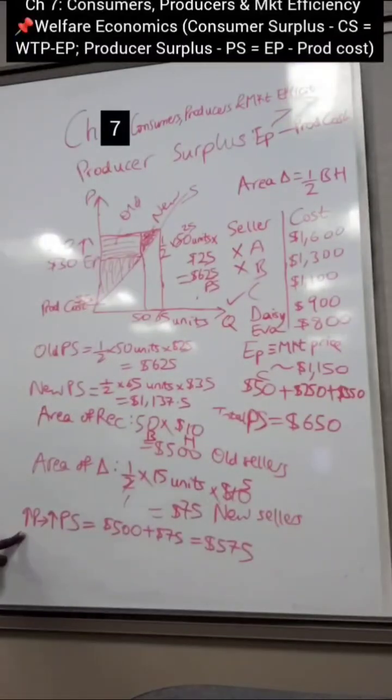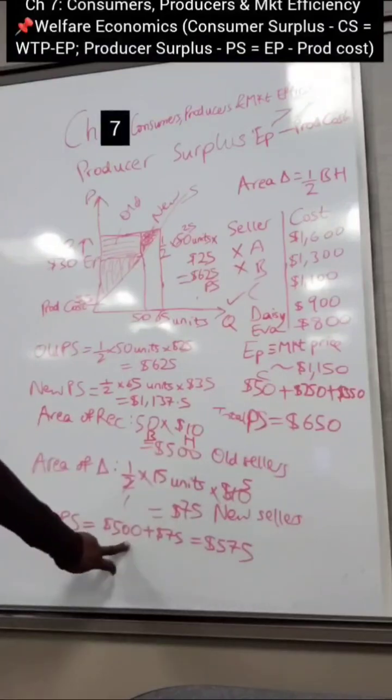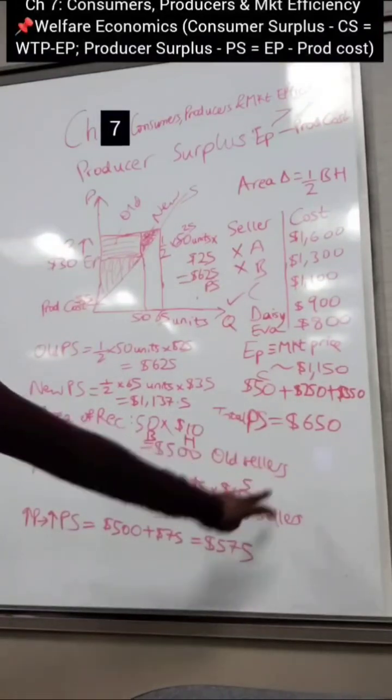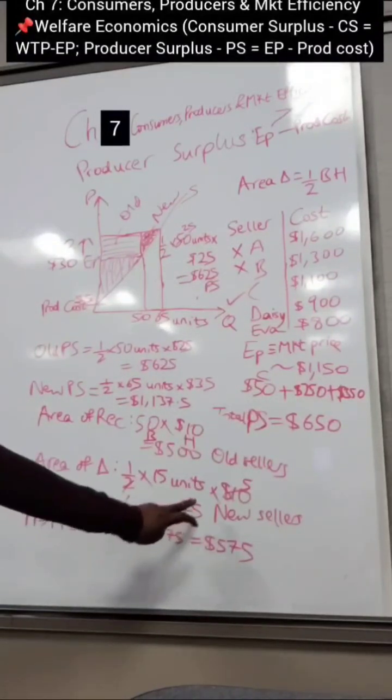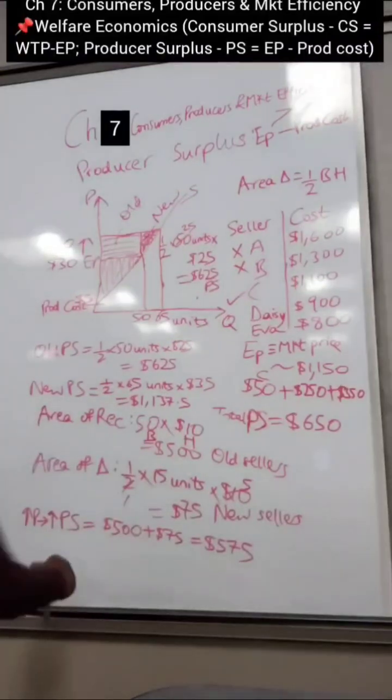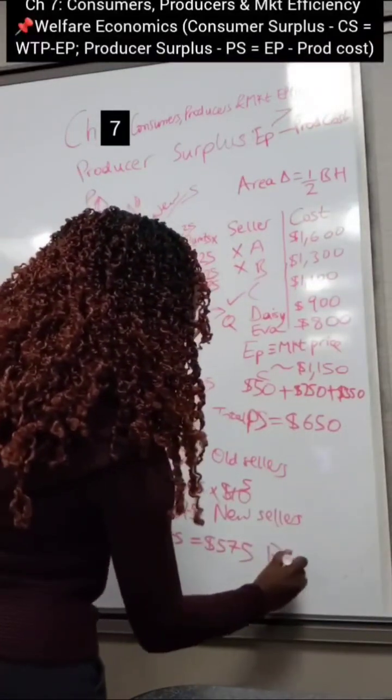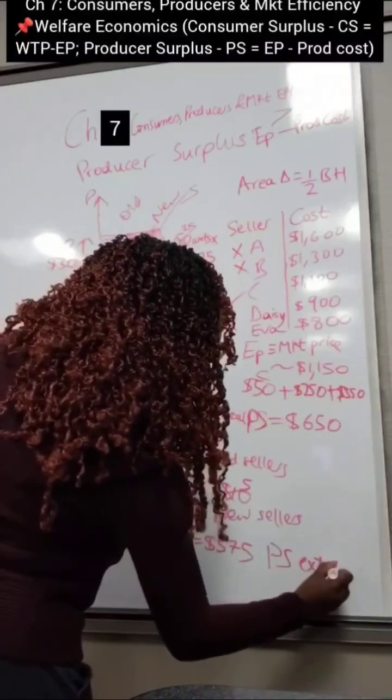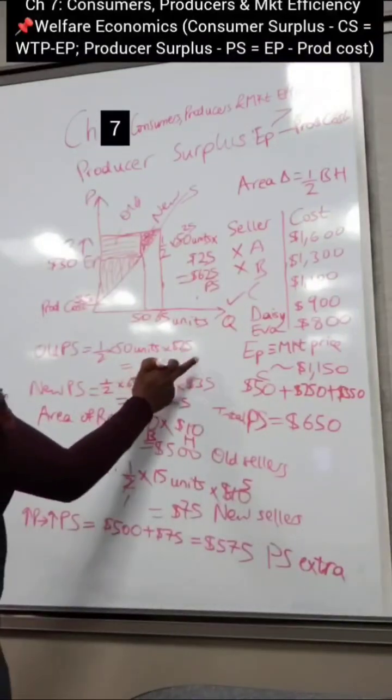So the increase in the price, which led to the increase in the producer surplus, is going to give $500 producer surplus for the old sellers, plus $75 extra producer surplus for the new sellers, okay? So that's a total of $575 extra producer surplus, okay? In addition to the $625 that was in the market already.